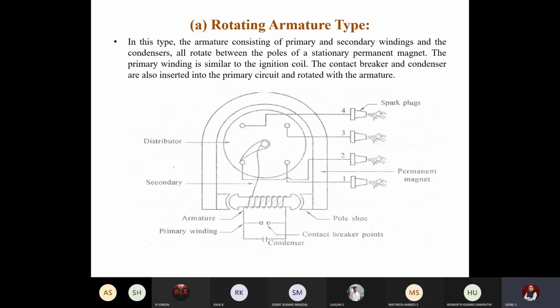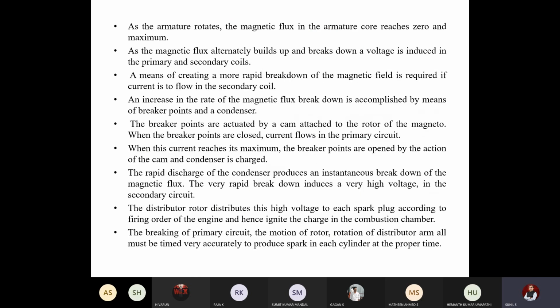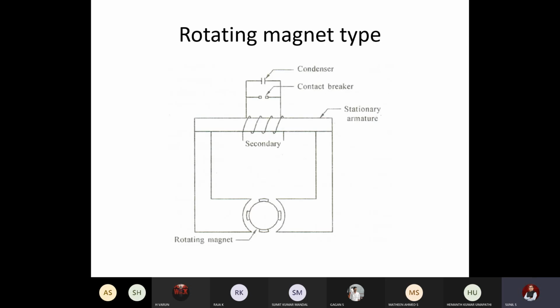So this is the first type, where the armature rotates. In the second mechanism, the magnet rotates, and the armature will be stationary. That's all the difference. Because of the rotation of the magnet, the voltage keeps varying. Suddenly it falls and suddenly it reaches the peak. Because of that, a secondary voltage will be produced in the secondary coil. So this is how the mechanism works.